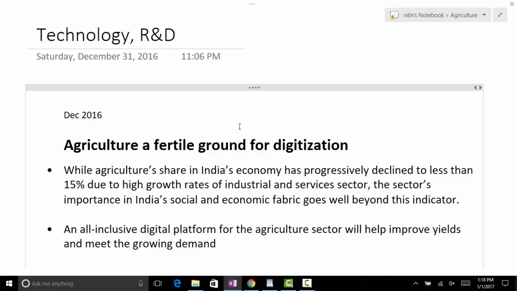Third, using water-guzzling crops in areas which are not suitable for those. For example, sugarcane in Maharashtra, rice in Haryana. And these kinds of situations create a water crisis. You've seen in Latur, a water express had to be sent there.